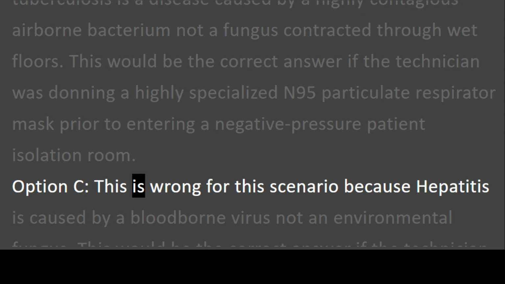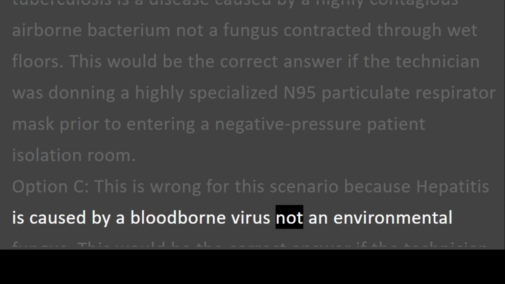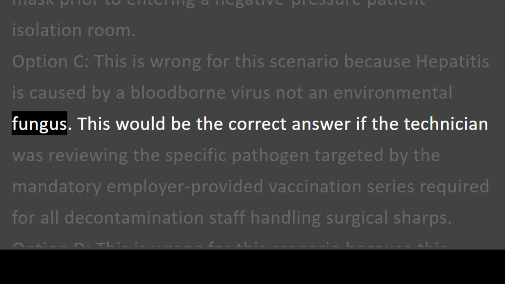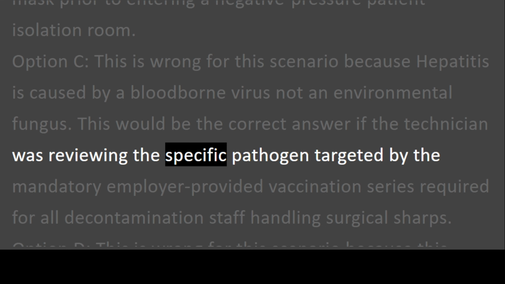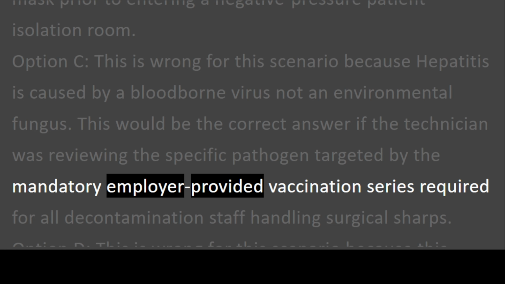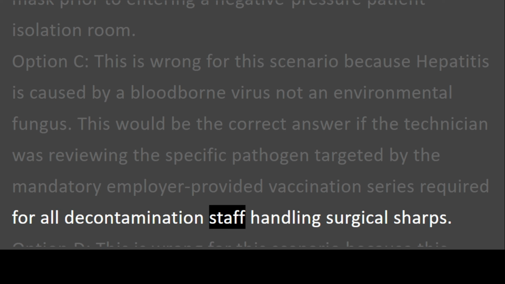Option C. This is wrong for this scenario because hepatitis is caused by a bloodborne virus, not an environmental fungus. This would be the correct answer if the technician was reviewing the specific pathogen targeted by the mandatory employer-provided vaccination series required for all decontamination staff handling surgical sharps.